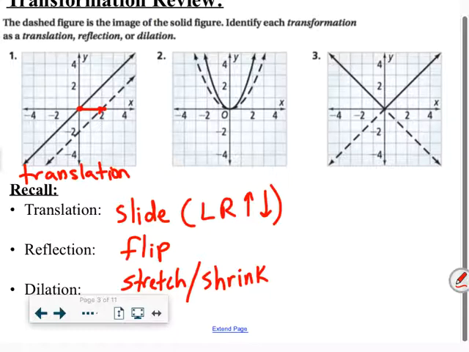Okay? All right, Emma, how about number 2? What do you think happened here? A dilation. A dilation. Do you see it's wider? Okay, it's wider than the original. And then, Kat, what do you think about number 3? It's a reflection because this one's been flipped upside down. Okay, it's been flipped. All right, when you're ready, flip the page.